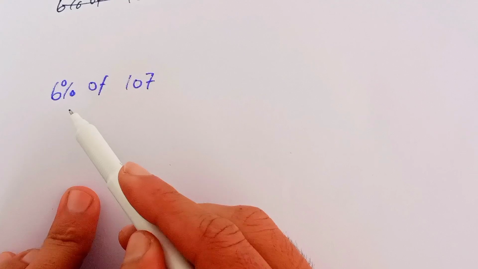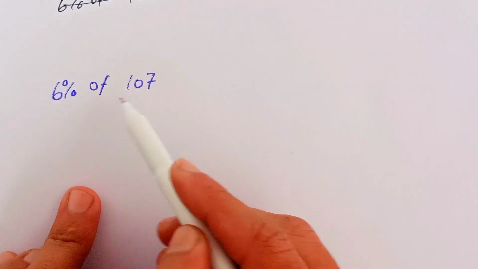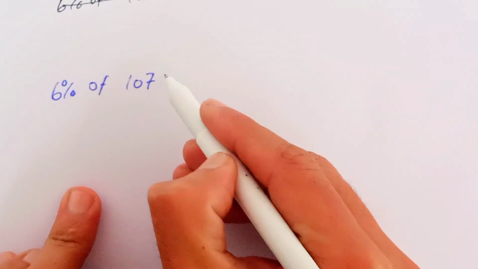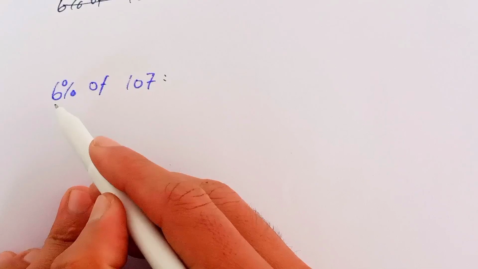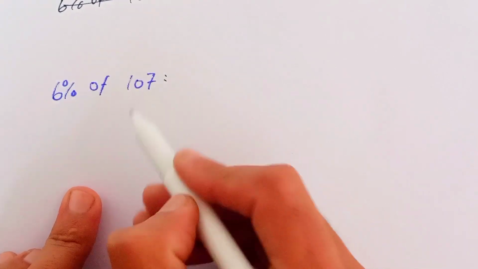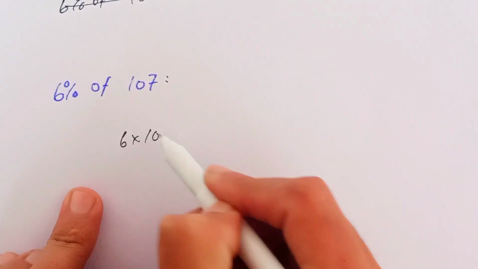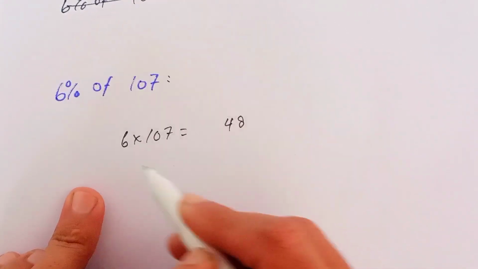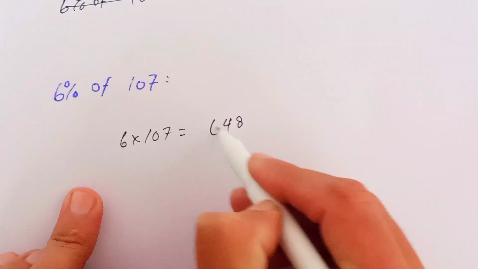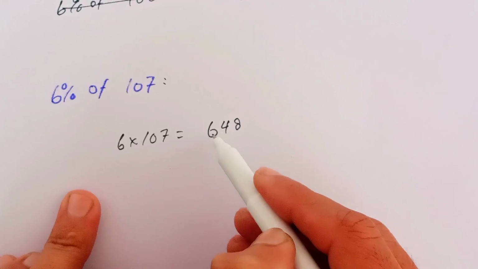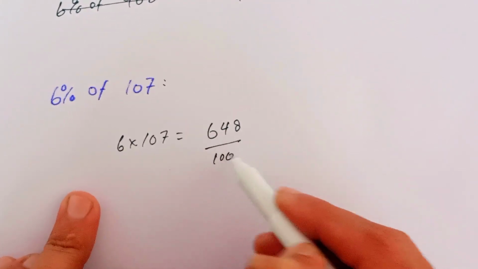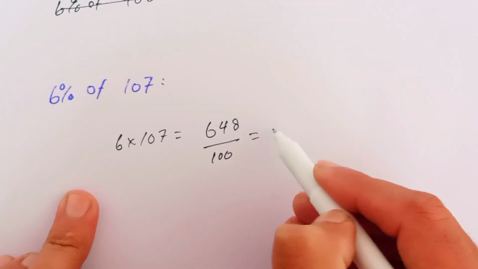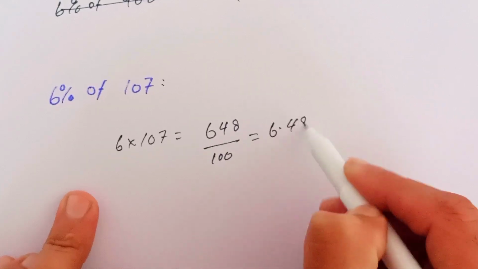So there is another example in which we are finding 6% of 107, right? So simply we will multiply 6 by 107. So 6 times 7 is 42, right? And 6 times 1 is 6, right? So we will divide 648 by 100, which is equal to 6.48, right?